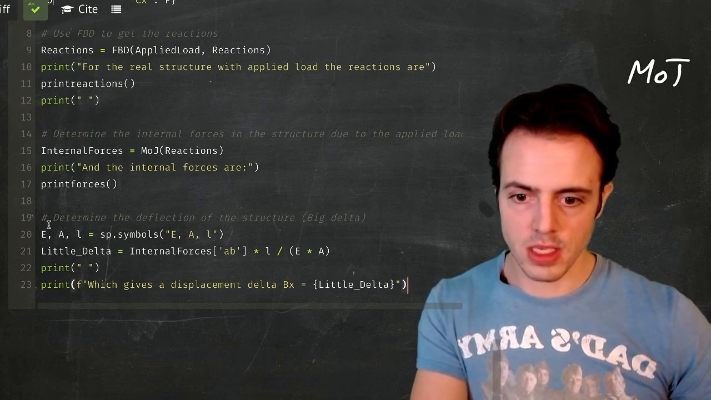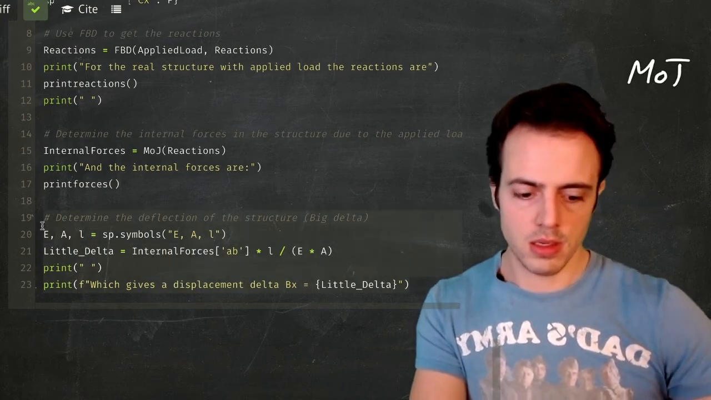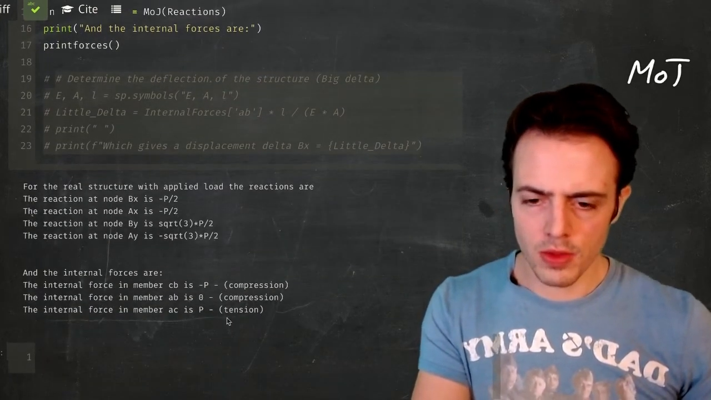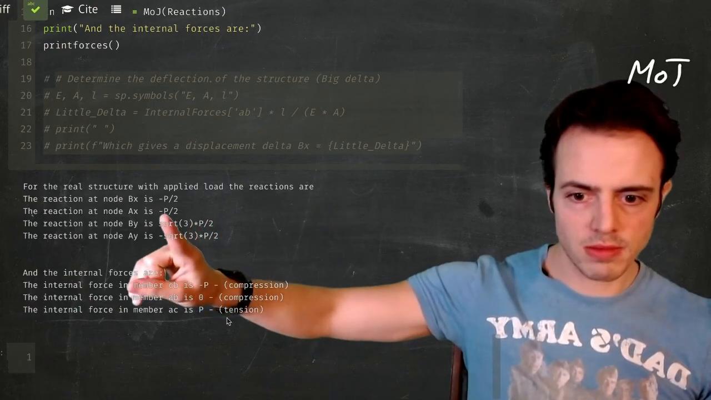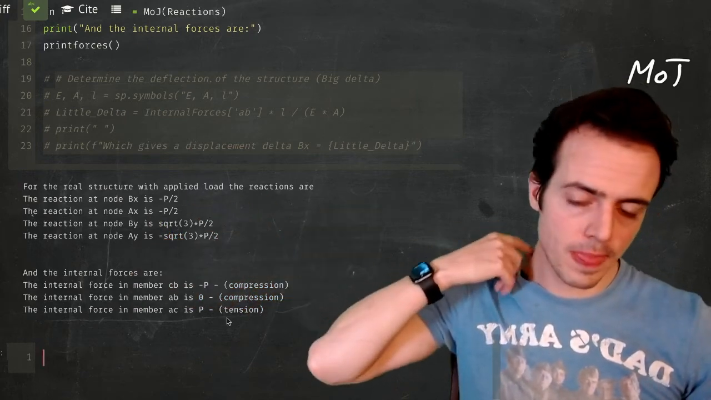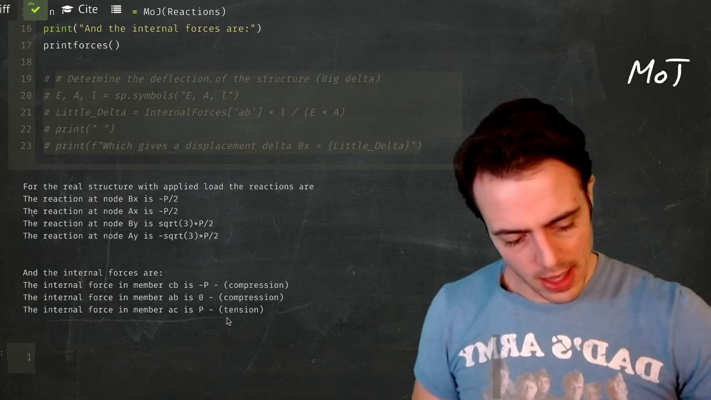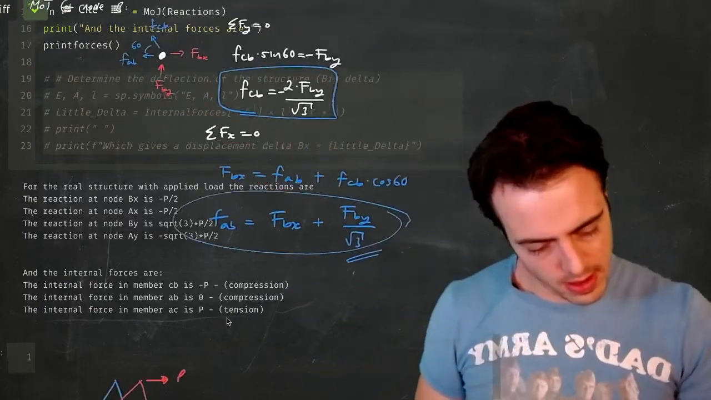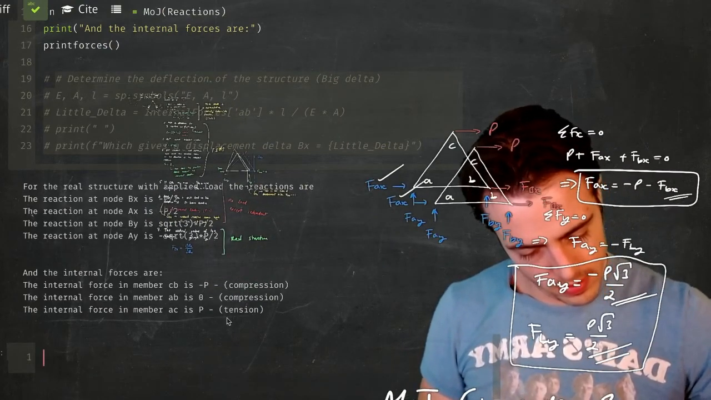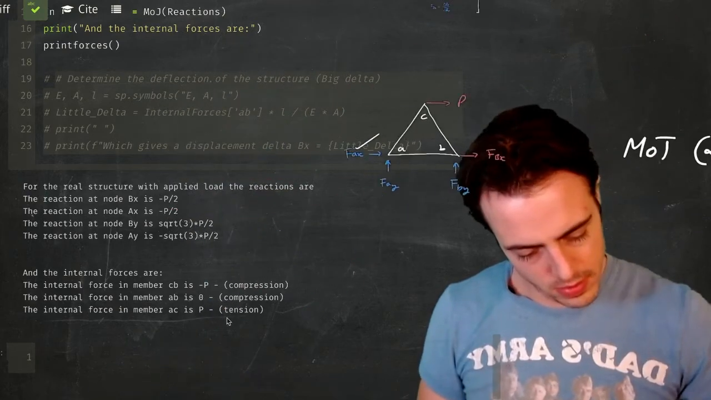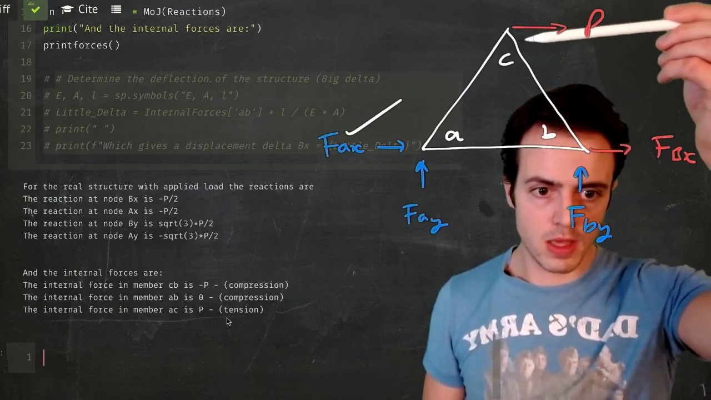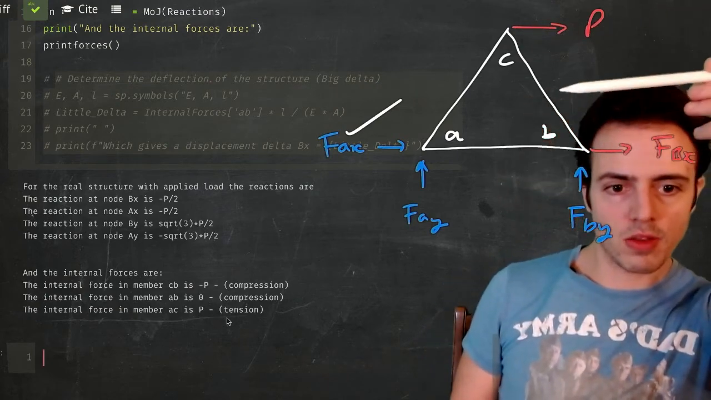Let's get rid of this. Here we go. So as I expected, we've got the reaction at node A is minus P on 2 as well. So these two give us horizontal equilibrium. The internal force in member CB, let's just get my diagram up, check these make sense. Let's use this one. Okay, so it says here the internal force in member CB is minus P in compression, which makes sense. So this one is getting squashed.